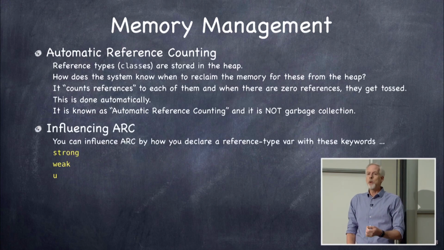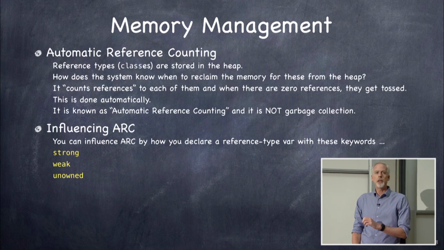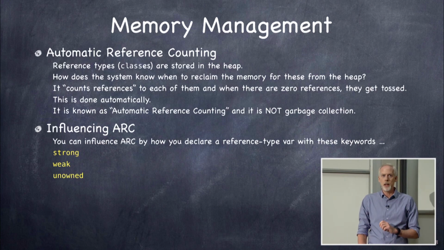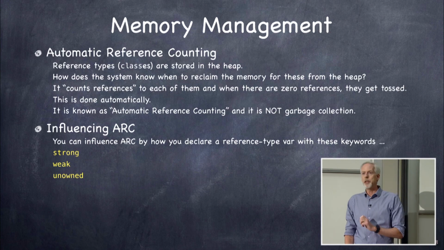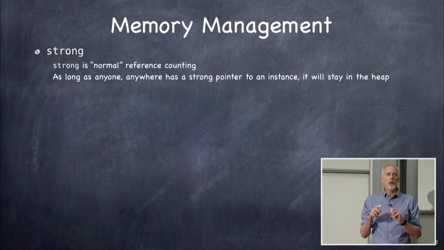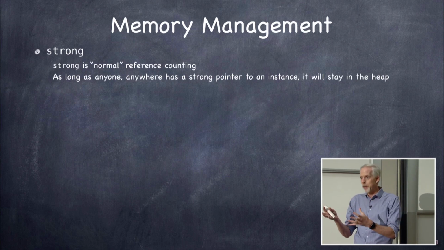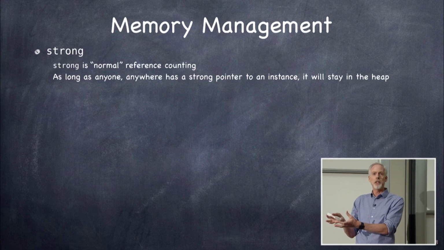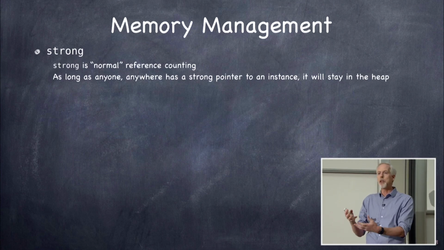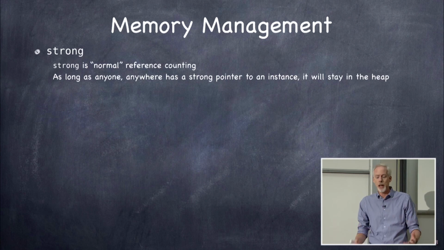You can influence this automatic reference counting a little bit. You can't really control it, but you can influence it with these three keywords when you declare a var. Okay, strong, weak, and unowned. These are the three kind of influencers you can do. The first one, strong, is normal reference counting. So that just means if this pointer is strong, keep that thing in the heap as long as this is around because I need it, I'm pointing to it. Okay, that's the default. So we never actually type the keyword strong. It's the default, it's always there. It's kind of like internal with access control. We don't actually ever type that.